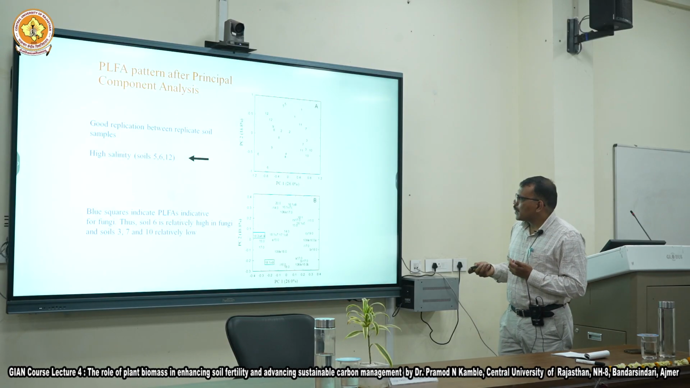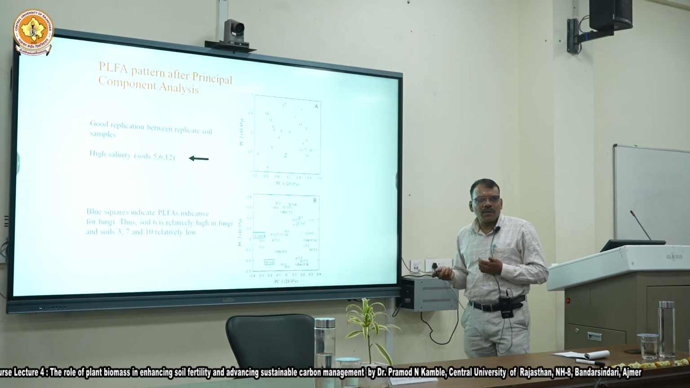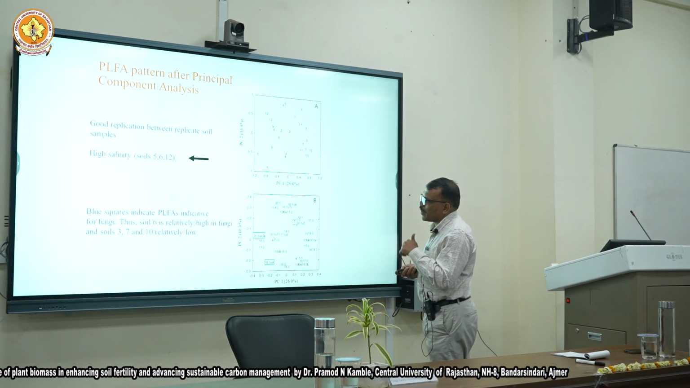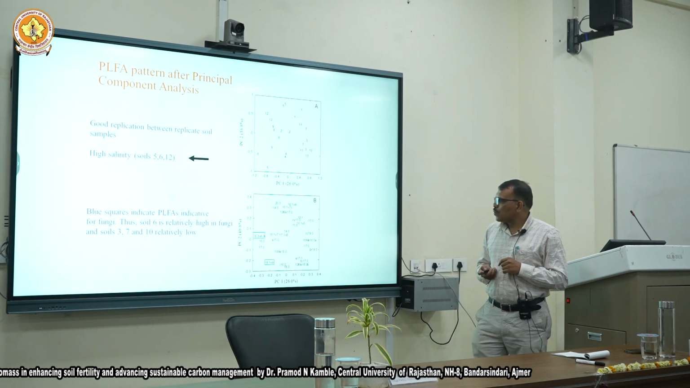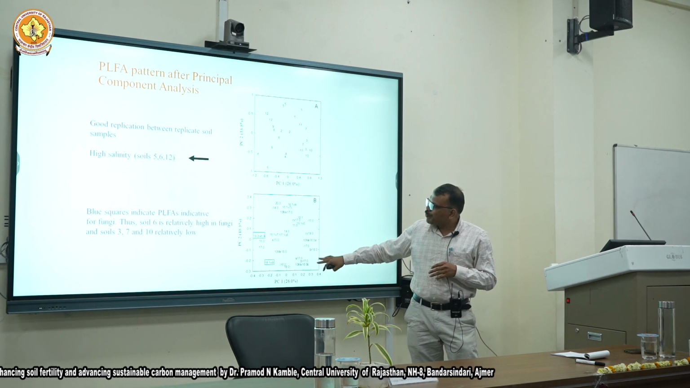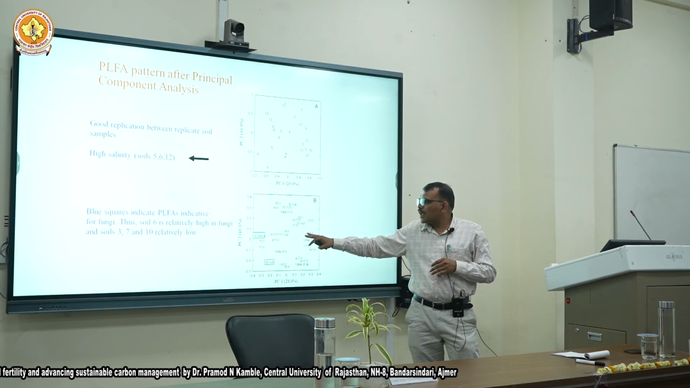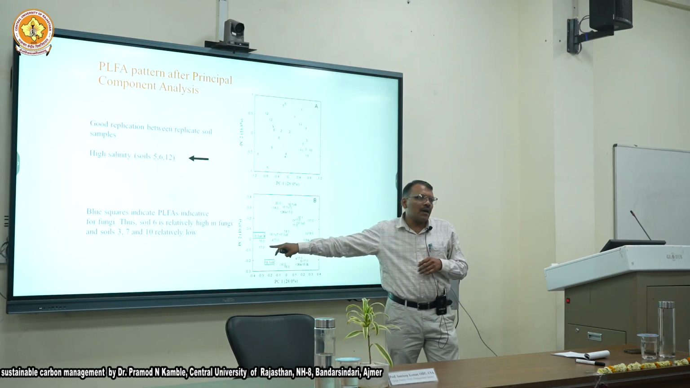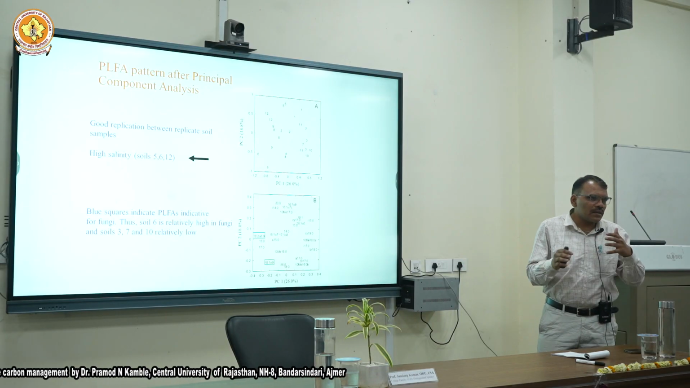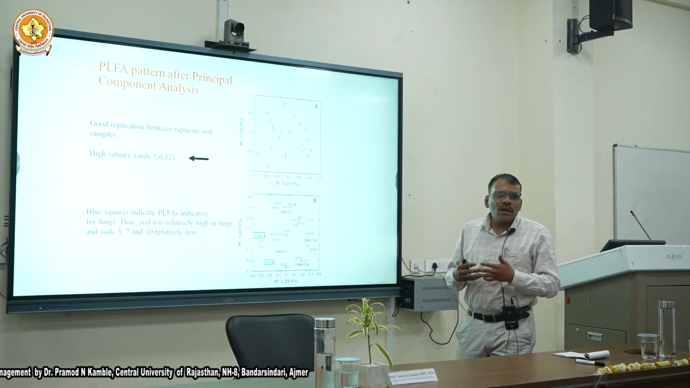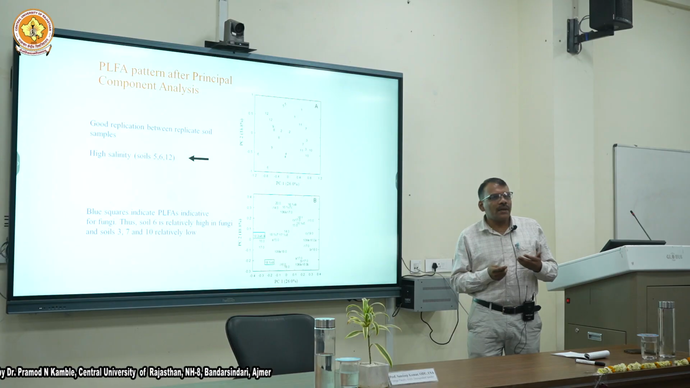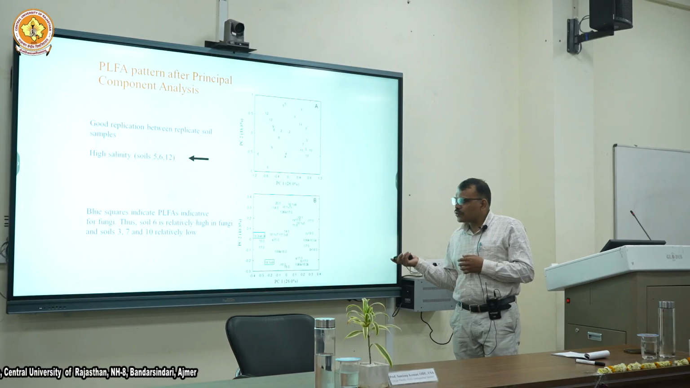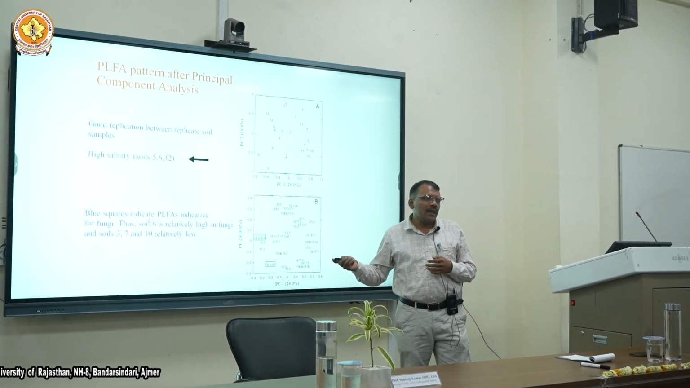And here, if you look at the blue square indicator, PLFA is indicative for fungi. Soil 6 is relatively high in fungi and soils 3, 7, 10 relatively low. So it indicates the PLFA is related to bacteria and fungi itself. After addition of straw, the fungal growth is occurring very nicely. But in agriculture soil it is not evident that the fungi grow like that, because in agriculture fields bacteria are dominating and in forest ecosystems fungi are dominating. But after addition of straw, we have seen the growth of the fungi as well.